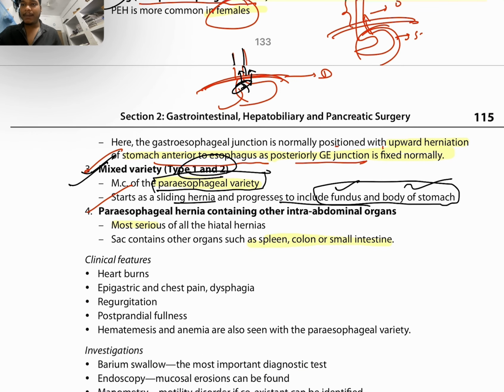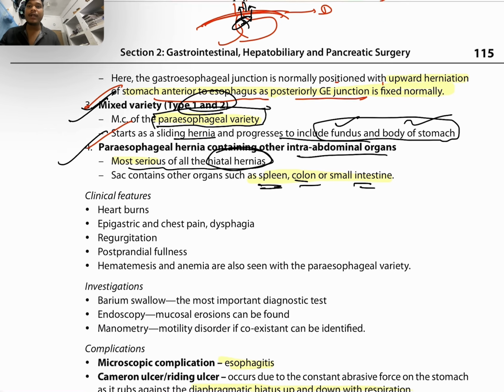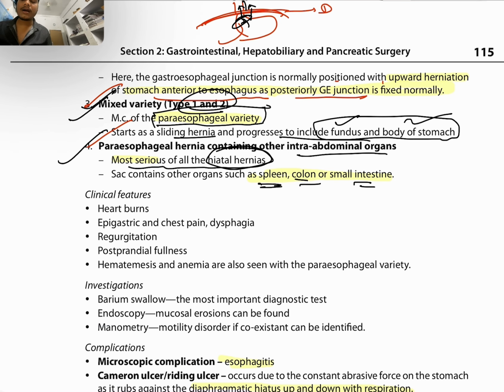Next is paraesophageal hernia containing other intra-abdominal organs. This is the most severe form, the most serious of all the hiatal hernias. Here the sac contains abdominal contents, and organs like the spleen, colon and small intestine will also be pulled up above the diaphragm.